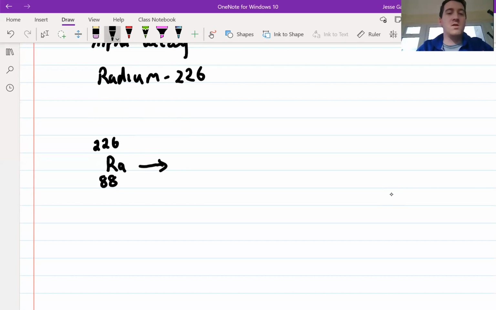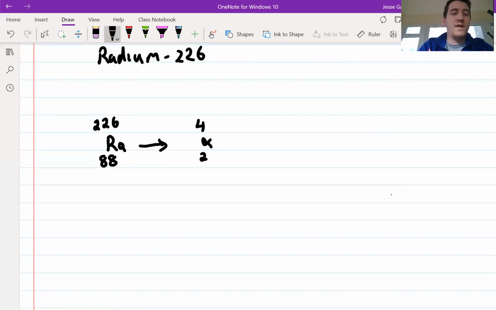Okay, well, what are we going to produce? Well, it's an alpha decay, so we're definitely going to produce an alpha particle. What do we know about an alpha particle? An alpha particle has an atomic number of 2 because it's got 2 protons, and it's got a mass number of 4 because it also has 2 neutrons. So altogether the mass is 4.